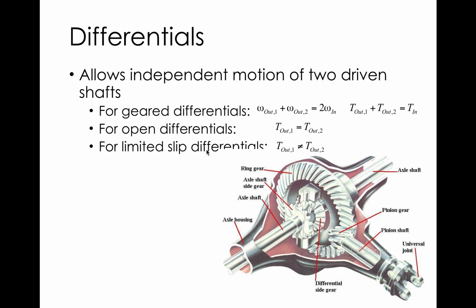So in limited slip differentials, you can bias the torque. You can put more torque on one side versus the other side. There's a lot of different ways of doing that. The main thing to know is for geared differentials, this ratio is always true because it's gears. You have to be breaking teeth off for it not to be true. This is going to be true for all differentials.